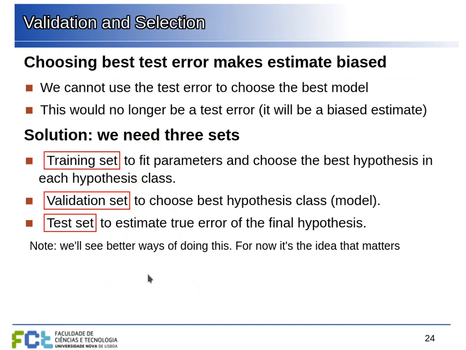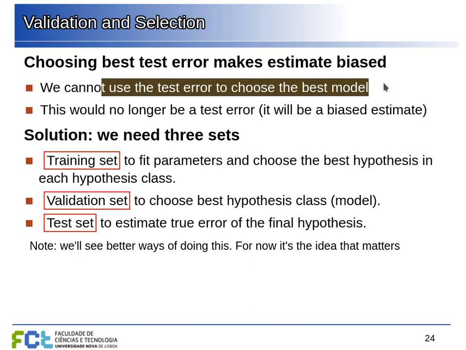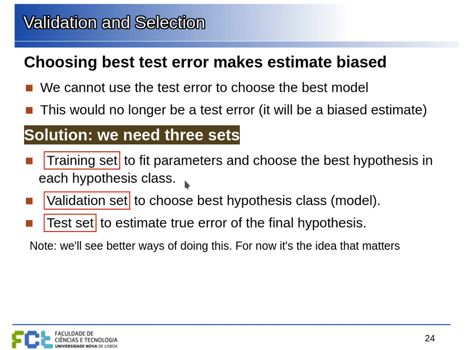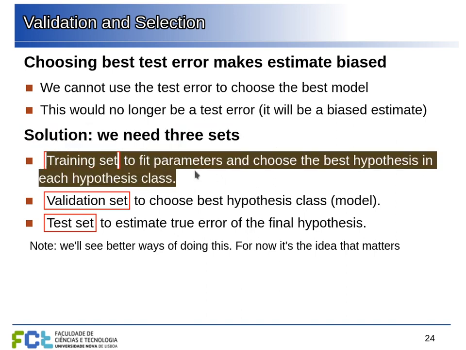Okay, so we see that we now have an additional problem when we are selecting different models, because the very choice of picking the one with the smallest error will bias the error estimate that we have there. So we cannot use the test error to choose the best model, because if we do that, it's no longer a test error. It becomes biased because of our choice. So we're going to need 3 data sets. We use the training set to fit the parameters of our model and choose the best hypothesis in the hypothesis class according to the training data. And this would be our hypothesis.